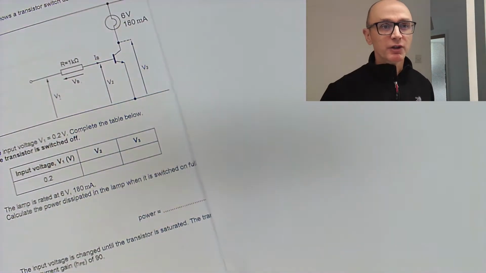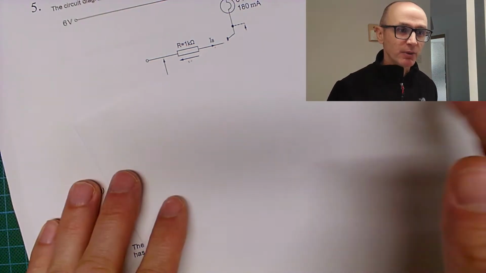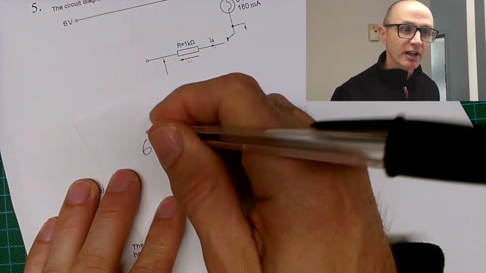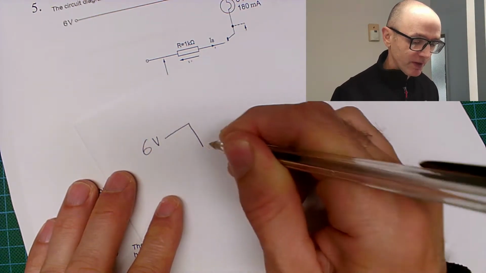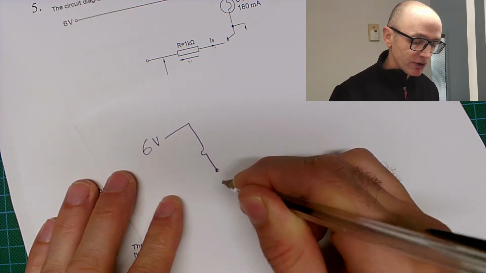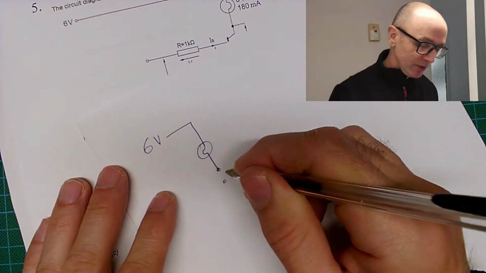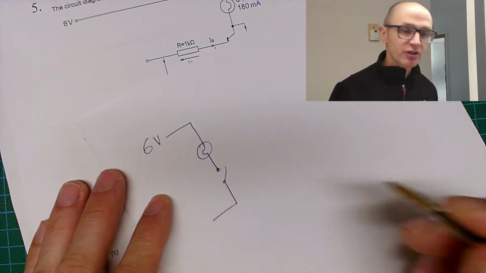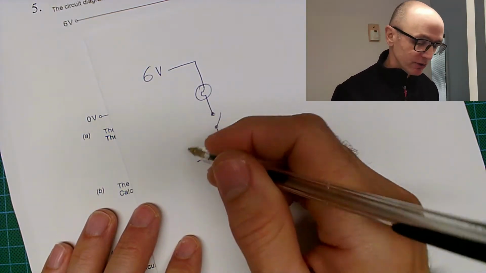So let's just first of all consider what happens when we have a switch in the circuit. So if we've got, say, 6 volts, and we've got a lamp, and we've got a switch. So that's my lamp, and we've got a switch, and the switch can have 2 states. It can either be open or closed.